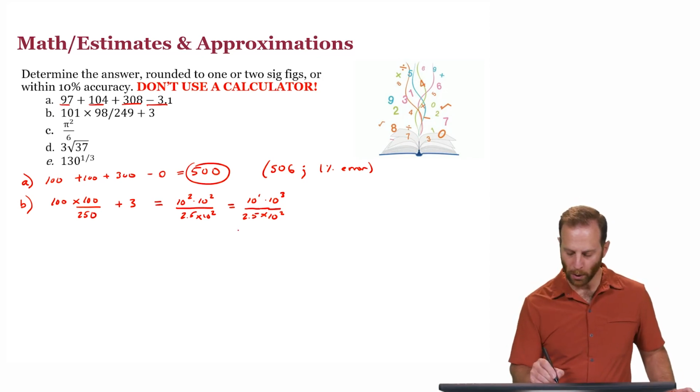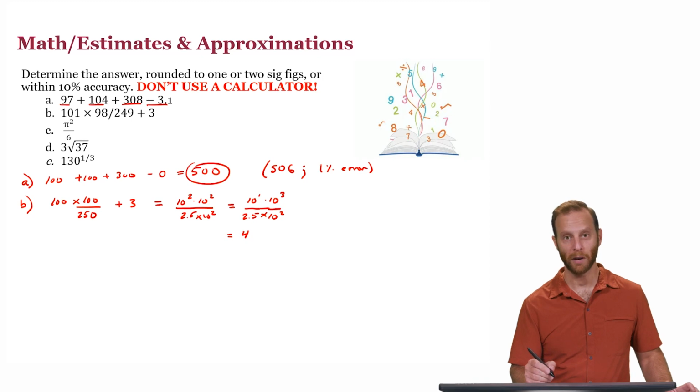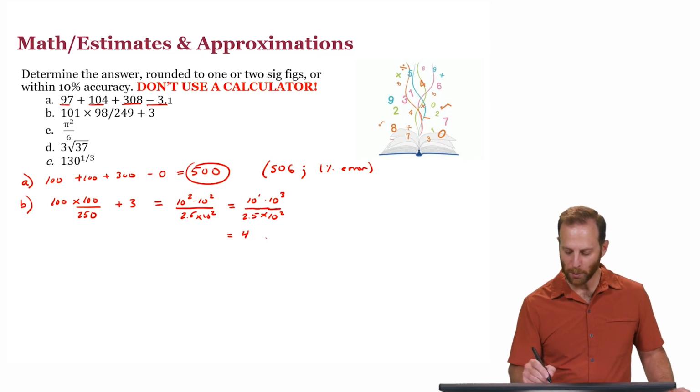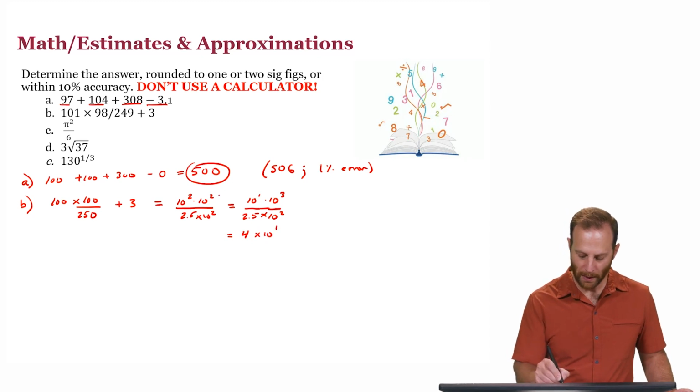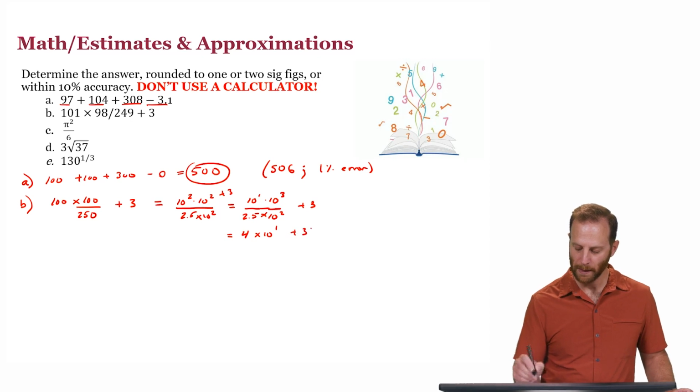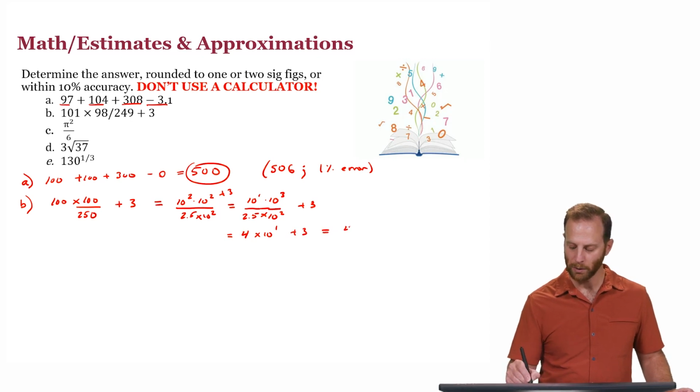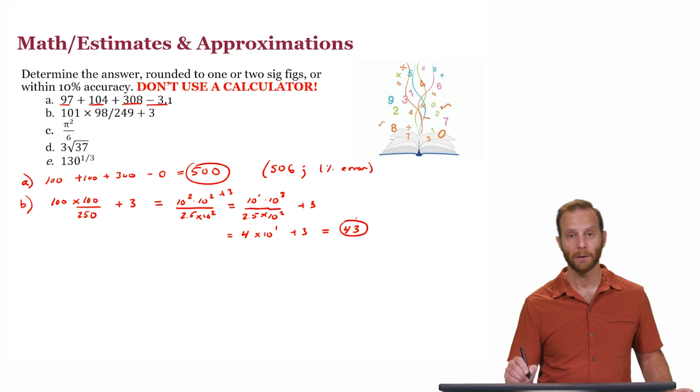The 10 to the 1, that's 10 divided by 2.5, that's 4. Okay? 10 divided by 2.5 is 4. On the top, we've got 10 to the 3 divided by 10 to the 2, that's 10 to the 1. And what I forgot to do here is include this plus 3. You can see that this is approximately going to be 40 plus 3, or 43.